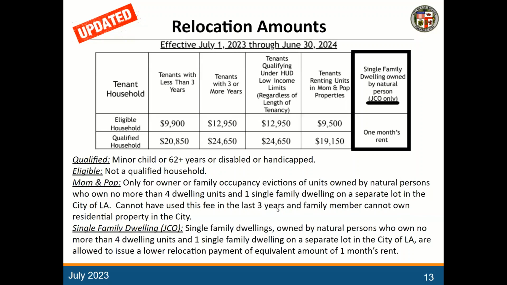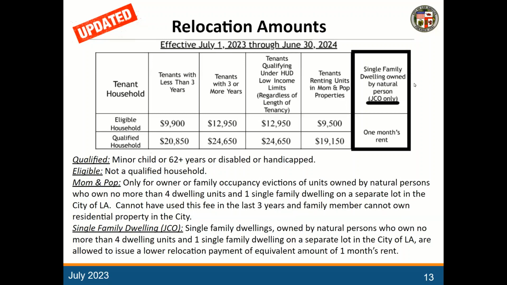Instead, for the second termination of tenancy, they will have to pay their regular relocation amounts. And lastly, if the eviction is for occupancy of a family member, that family member cannot own any residential property in the city of LA.